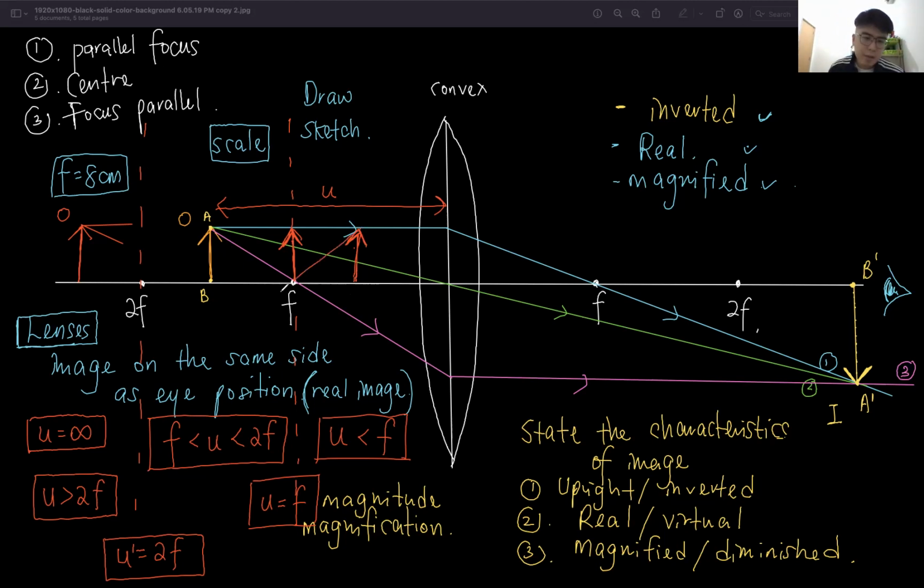So if you draw focus, then how do you go parallel? You are moving away from the lens. Okay, this light ray, you go focus, you are moving away from the lens. So for u less than f, you cannot use number 3. So stick to number 1 and number 2.